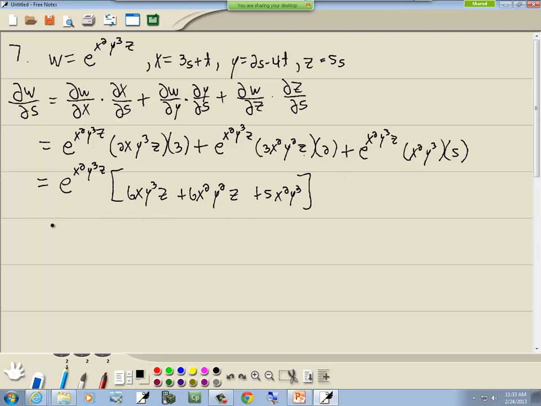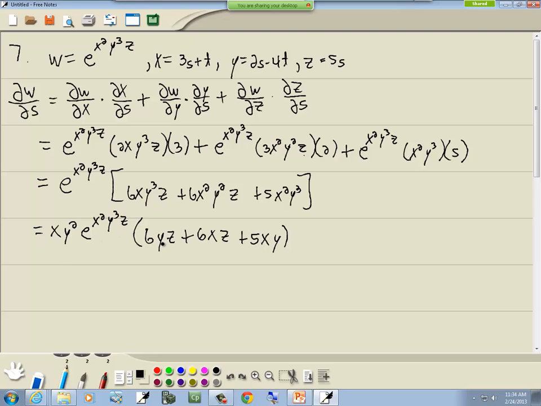Okay. Let's factor out what they have in common. They all have an x. They all have a y squared. And no, they don't have a z. Okay, so e to the x squared y to the third z times, and that 6 remains, that x is gone, y z plus 6x z plus 5xy.